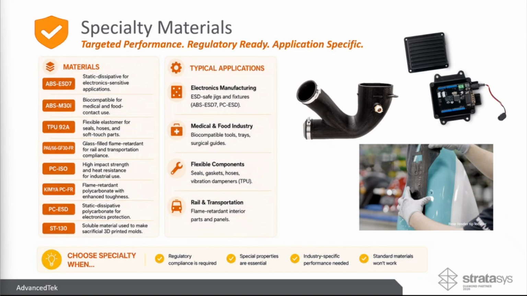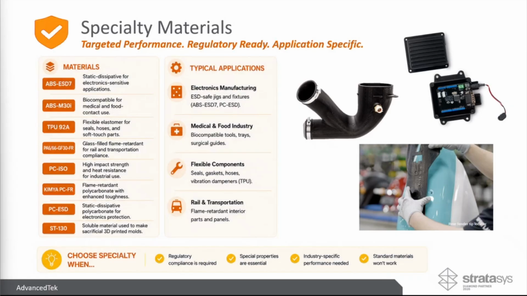Next, you get your ABS M30i. It's biocompatible for medical and food contact use. It has good impact, tensile strength, is gamma and ETO sterilizable. Good applications are medical handling, food handling, and pharmaceutical handling and tools.